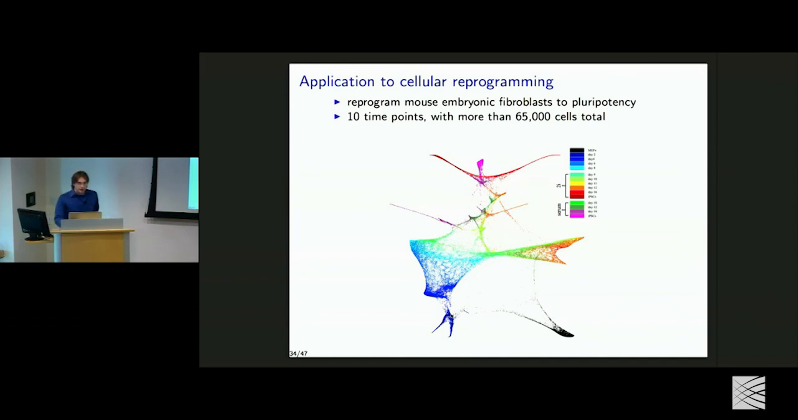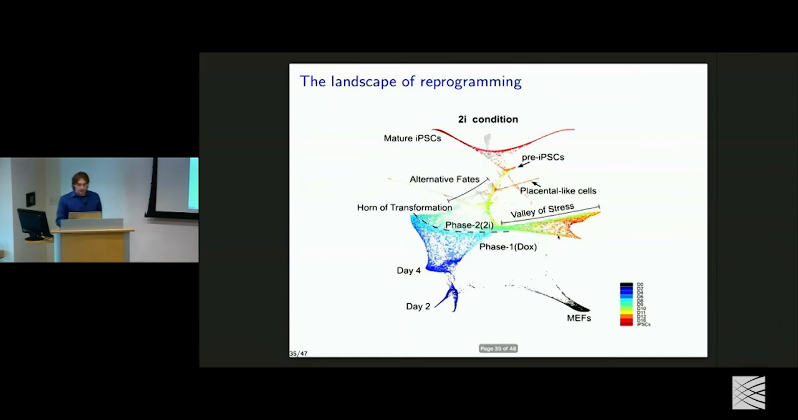And when we compute these transport maps, we get the couplings between every pair of time points. And then given different subsets of cells, we can try to learn about where they came from and where they went. So here's an overview of the landscape. We can get a lot of this information just by looking at the gene expression signatures in different regions. We can see that this region here was where a lot of cells were dying. We call this the valley of stress because these cells were stressed out and dying. And this group here, we call the horn of transformation.